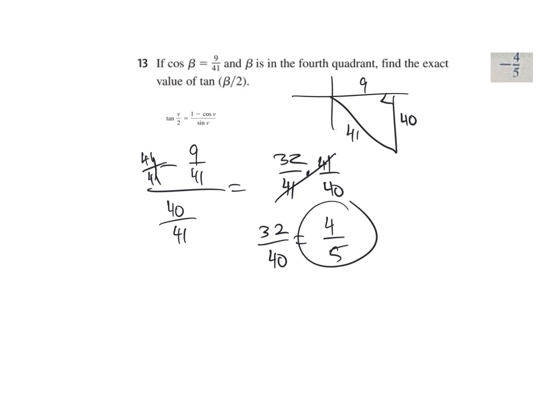Now, it's negative because you're in the fourth quadrant, and the y here, negative 40, should be negative, which makes this negative 4/5.